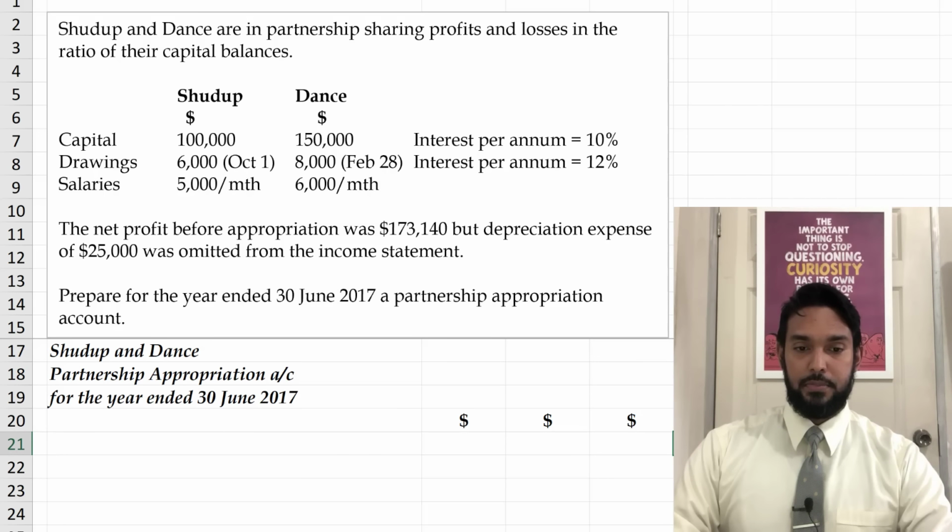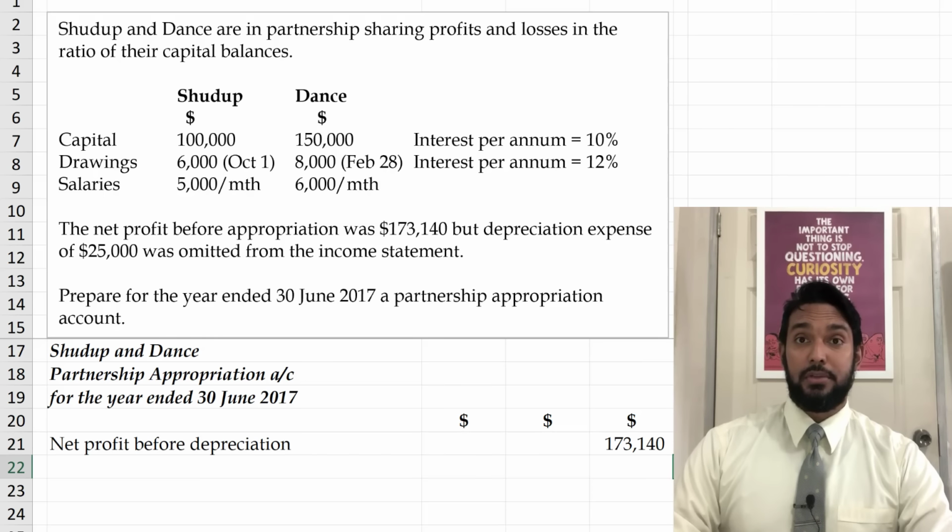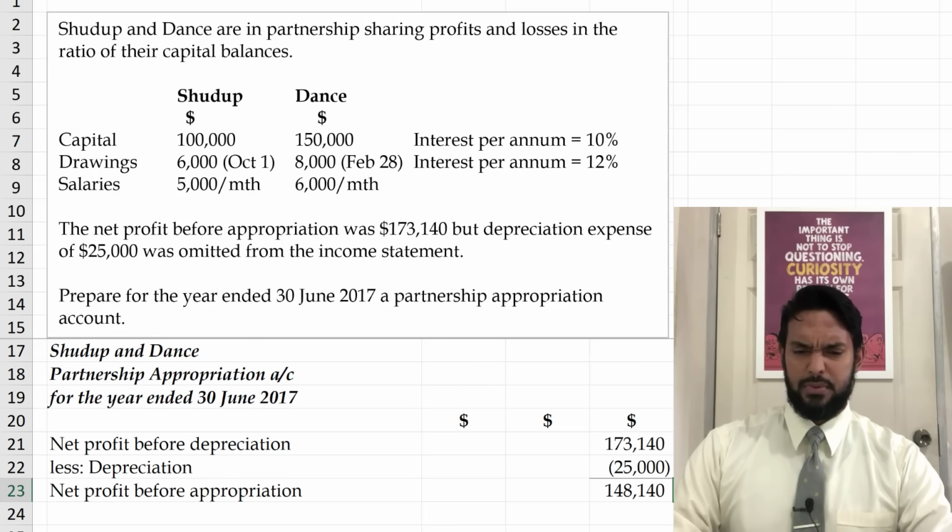So it's net profit before depreciation, 173,140. What do we do with depreciation? Well, it's an expense that was omitted. And what do we do with expenses? We subtract them. So we're going to subtract depreciation, giving us 148,140, I believe.